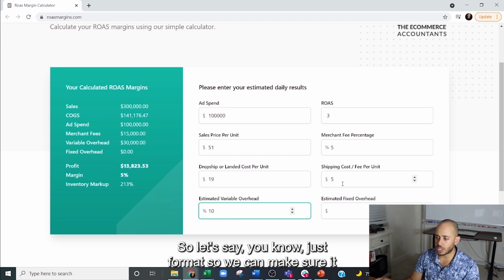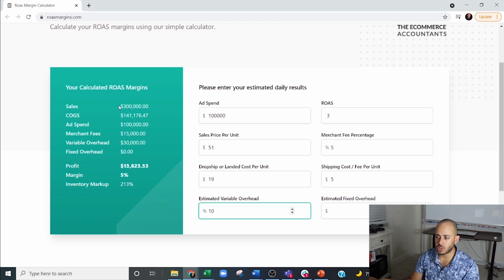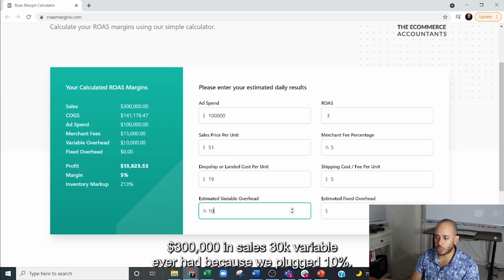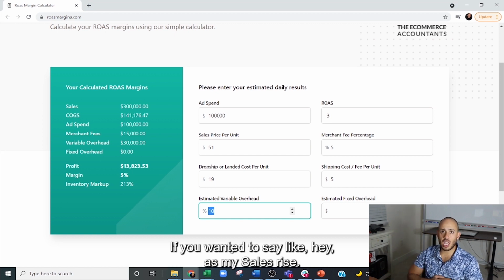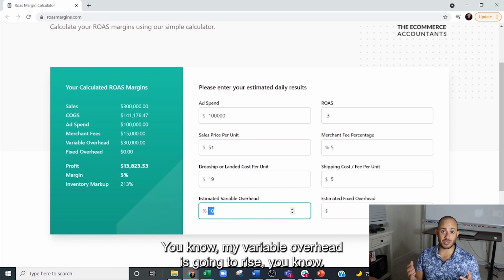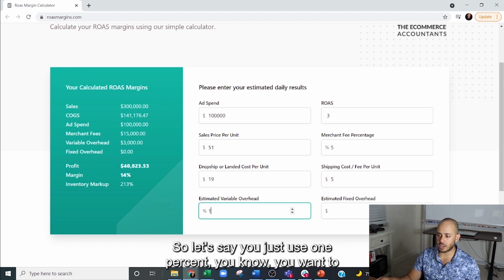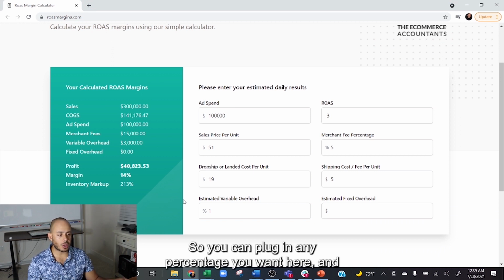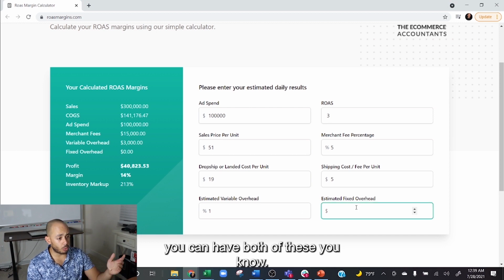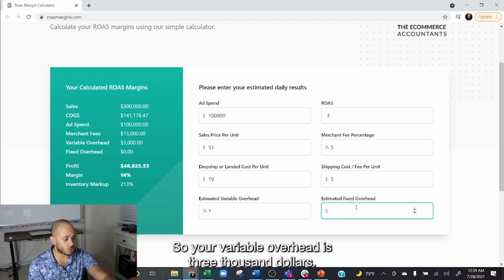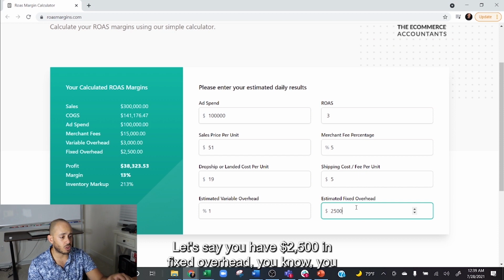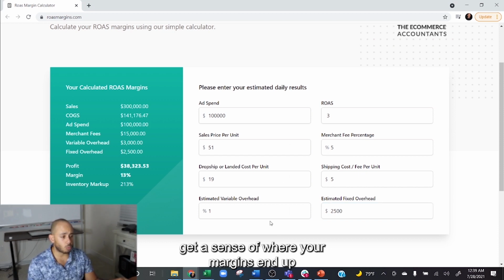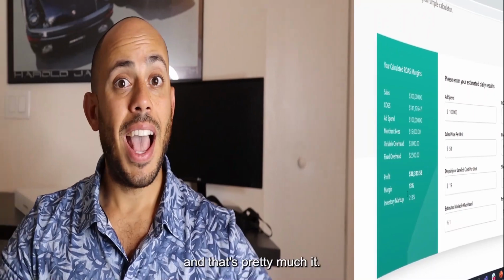So let's say, just for math so we can make sure it works, $300,000 in sales, 30K variable overhead because we plugged 10%. If you wanted to say, hey, as my sales rise, my variable overhead is gonna rise, so let's say you just use 1%. You wanna have a conservative estimate here in terms of what your profits are. So you can plug in any percentage you want here. And you can have both of these. So your variable overhead is $3,000. Let's say you have $2,500 in fixed overhead. You get a sense of where your margins end up. And that's pretty much it.